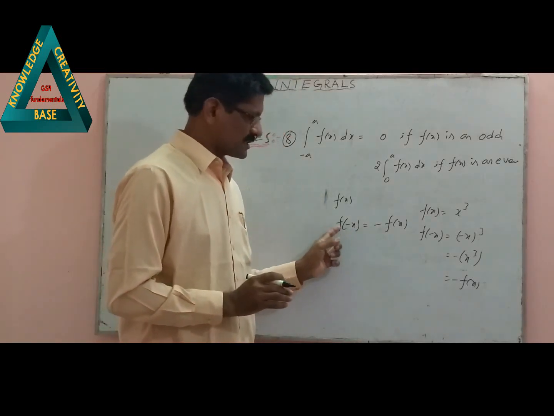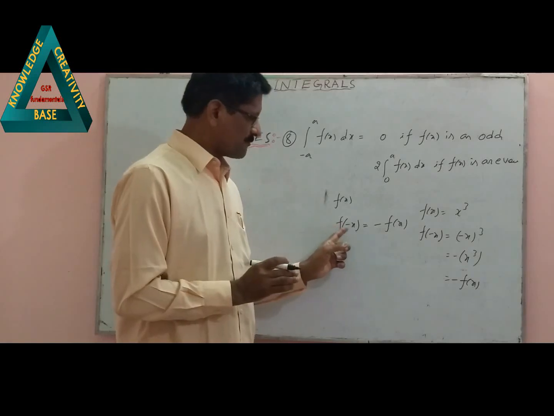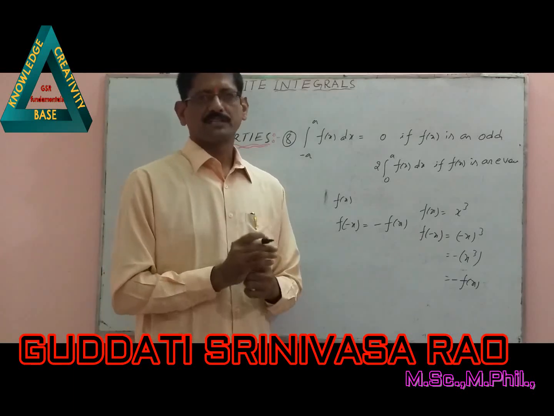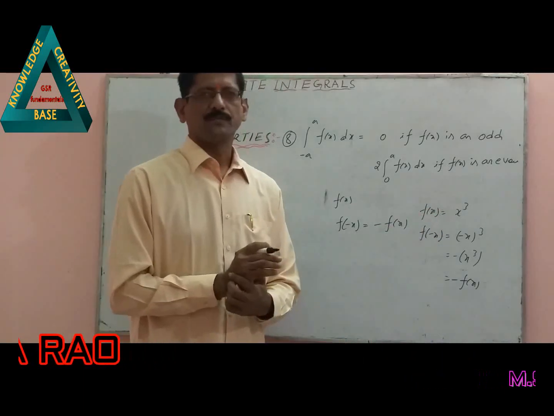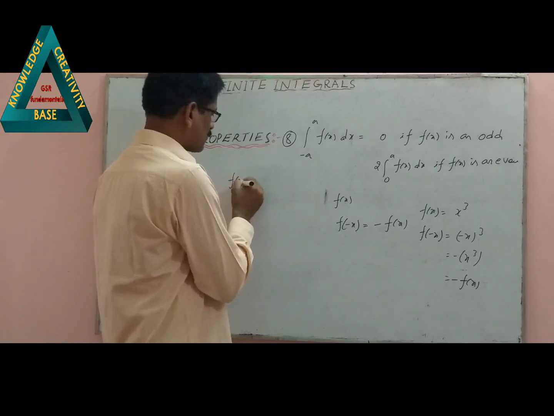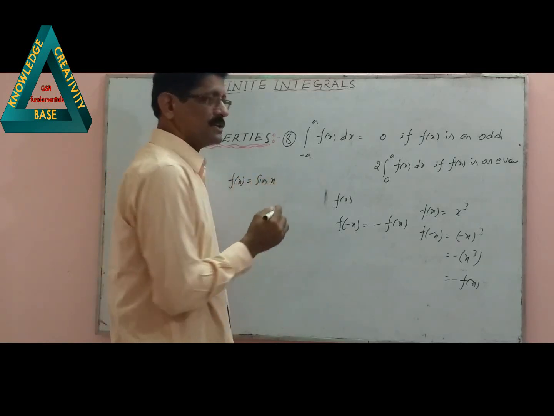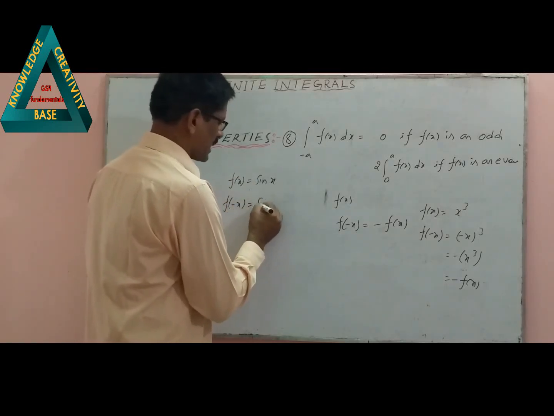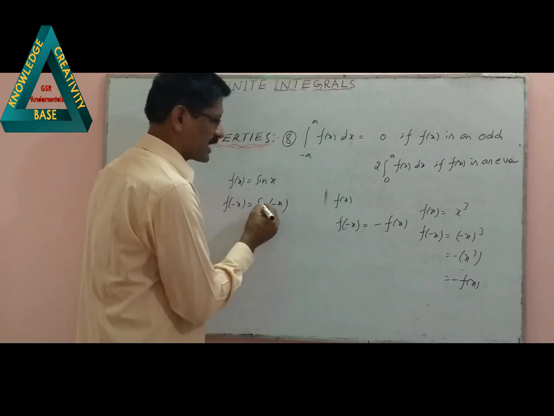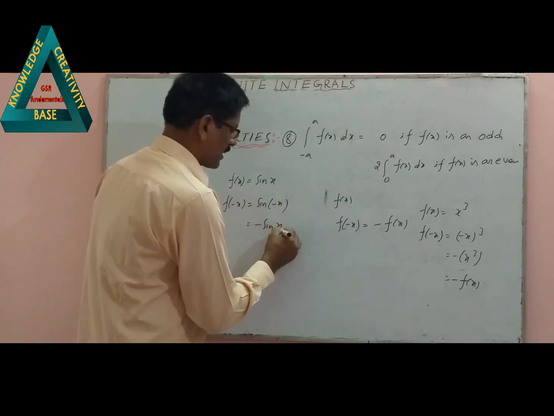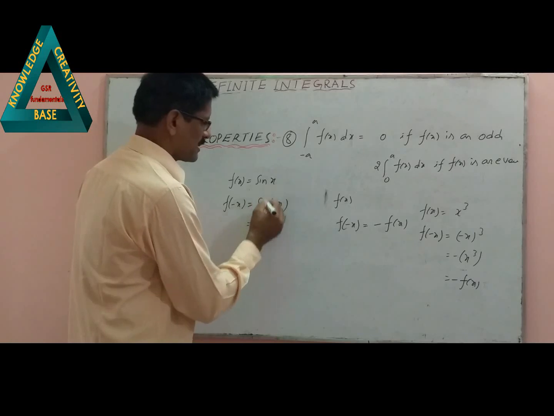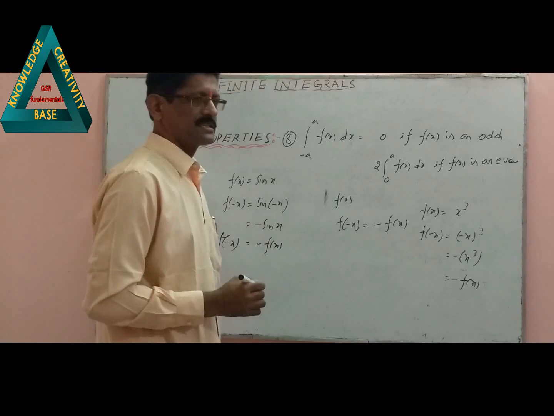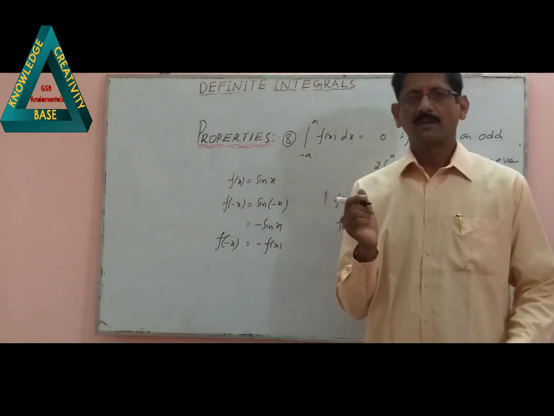A function f is said to be an odd function if f of minus x is equal to minus f of x. So this type of function is called an odd function. For example, f of x is equal to x cube. Another example is f of x is equal to sin x, which is also an odd function. Write in place of x, minus x: f of minus x is equal to sin of minus x, that equals sin of minus theta, which is minus sin theta. In place of sin x write f of x, that equals minus f of x. So f of minus x is equal to minus f of x. This function is called an odd function.